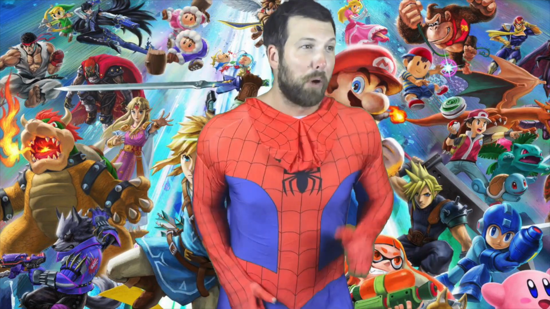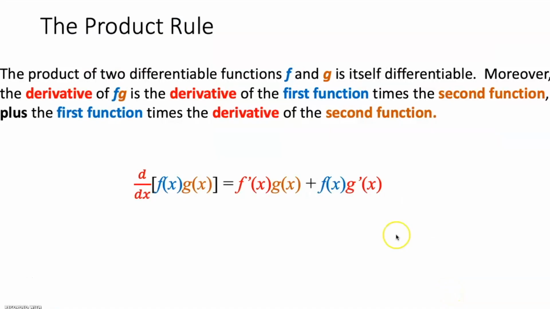Super Smash Brothers! First thing we're going to talk about is the product rule. It says the product of two differentiable functions f and g is itself differentiable. Moreover, the derivative of f times g is the derivative of the first function times the second function plus the first function times the derivative of the second function. So that's what this is saying down here.